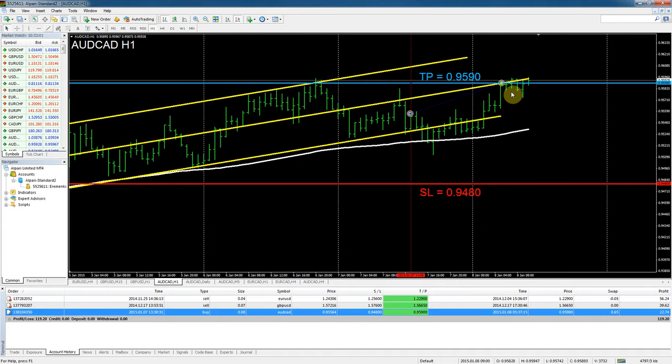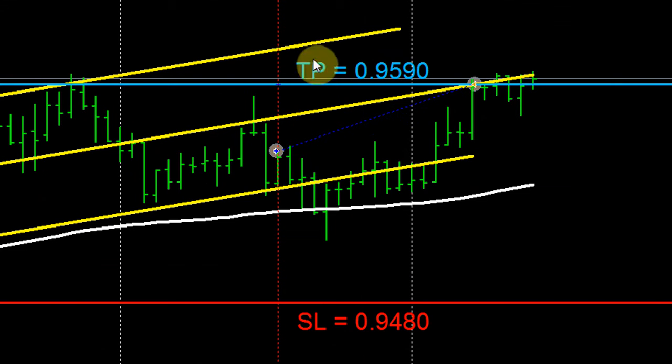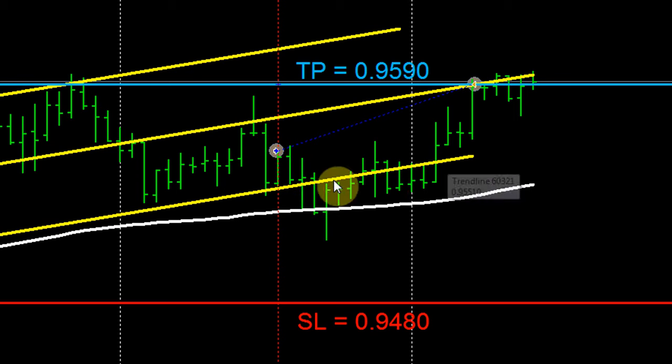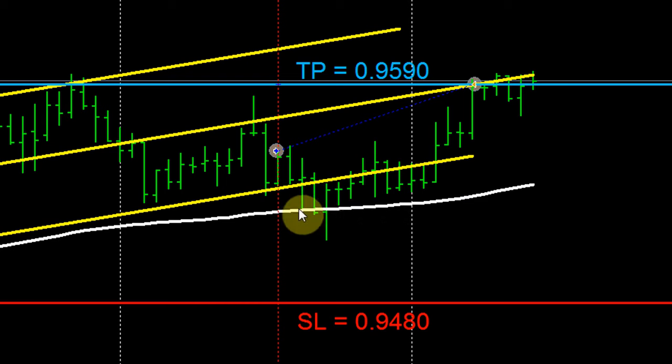If we zoom in a little bit, we can see here that the order was opened where the red line is, and that's where we entered the position. Then from there the market went a little bit down, crossed over the bottom border of the channel, hit the moving average, crossed it a bit, tested it, and then went back up slowly to where it's supposed to go.